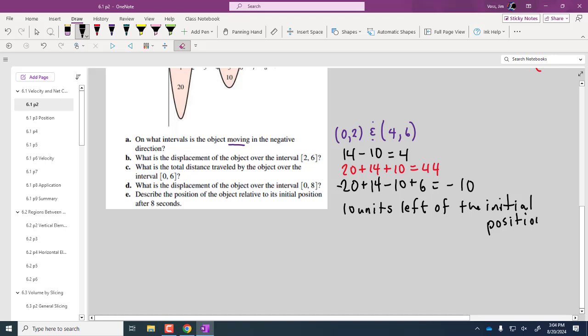So we don't know. It all depends on where we start. We don't know where we start. We just know we're 10 to the left of where we started. So we don't know where on that number line we actually are. All we know is that we only know that relative position, 10 to the left of where we started.